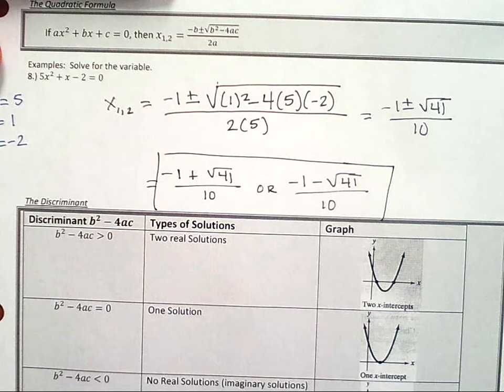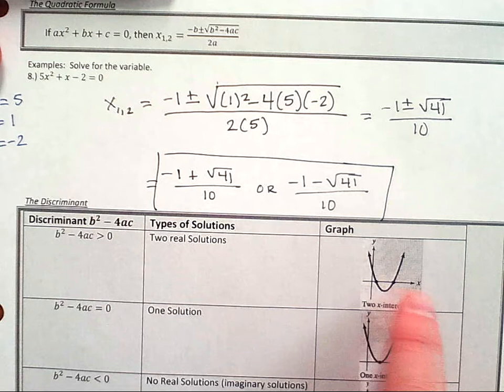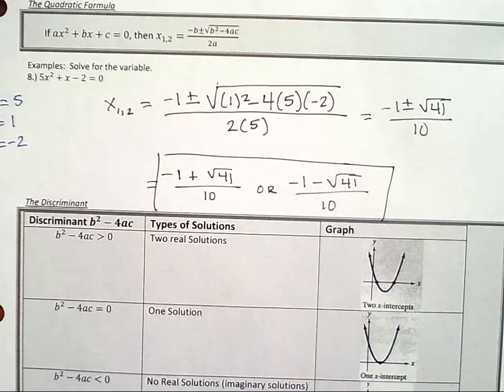Graphically, if we're setting an equation equal to 0, we're looking for where our equation intersects the x-axis, right? Is that what we're doing? Anytime we set an equation equal to 0, we're looking at where our equation intersects the x-axis.